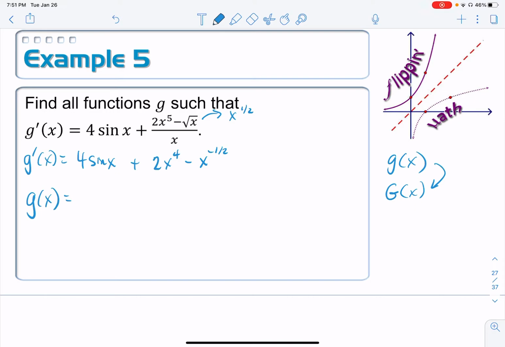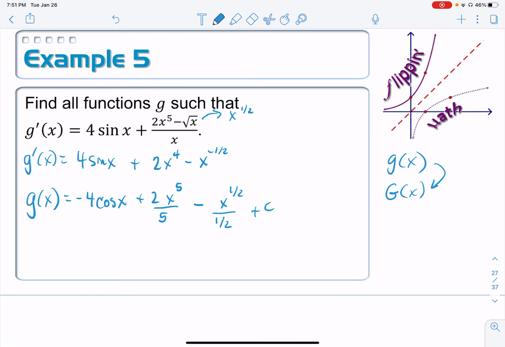So, term by term, taking the antiderivative. What's the antiderivative of sine? It's cosine. But it's a cofunction, so let's make it negative. Negative 4 cosine x, plus 2x to the, add 1 to the exponent 5, then divide by that new exponent 5, minus x to the, let's add 1 to that exponent, negative 1/2 plus 1 is positive 1/2. Divide by that new exponent, 1/2. And then don't forget the constant of integration.